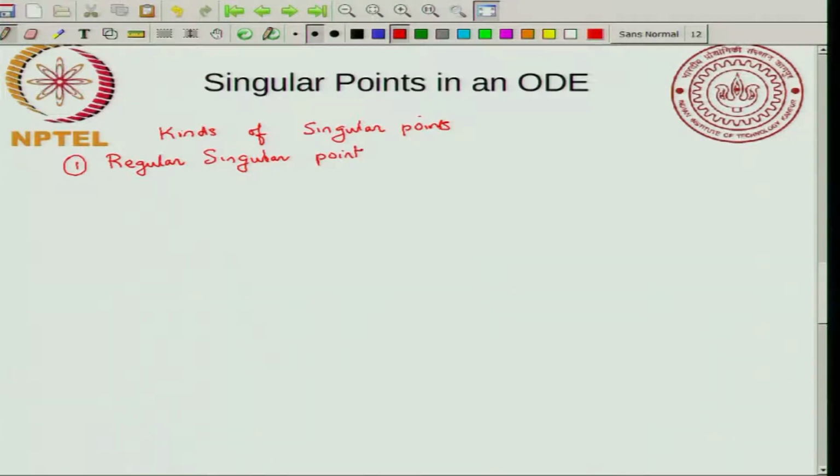Okay. So what is a regular singular point? A regular singular point is where x0 is a singular point if a of x0 equals 0, and a of x0 equal to 0 is necessary for a singular point. Now this singular point becomes regular if two other conditions are satisfied.